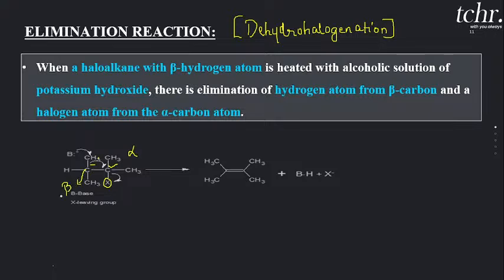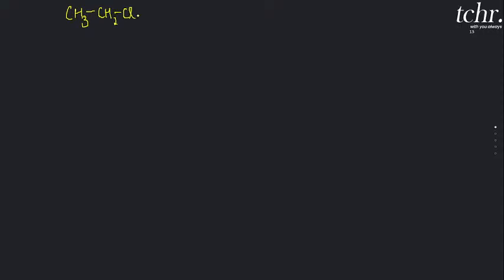Okay, so a very simple example let us take, students. Now CH3 CH2Cl. What is this CH3 CH2Cl? Yes, it is chloroethane. So I will split this and write it in a complete structure. Okay, CH3 CH2Cl. Now students, you have to identify which is the alpha and which is the beta carbon.